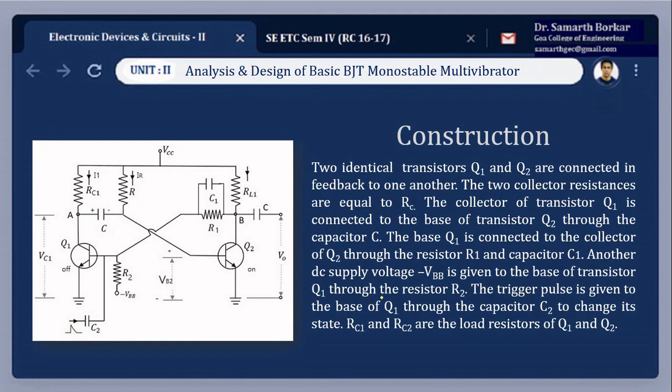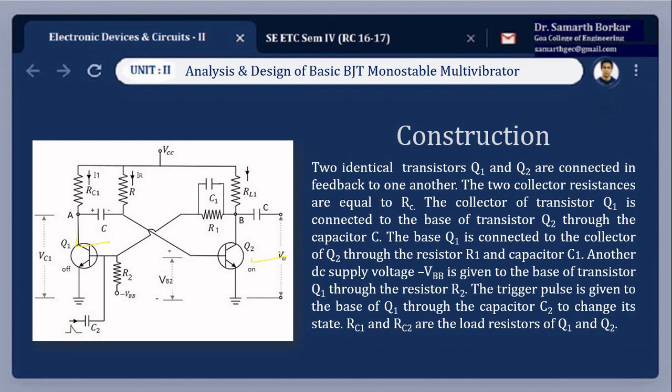So now let us try to understand the construction. Q1 and Q2 are identical NPN transistors. The two collector resistances are equal to RC. The output of Q2, that is the collector of Q2, is coupled to the base of Q1 through a resistance R1, which is shunted by a small capacitor C1. The capacitor C1 is a speed up capacitor required to make the transition fast and to reduce the transition time.